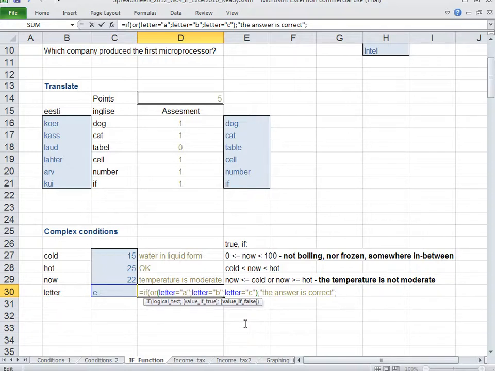And once again, let's remember, this is the first part of the if, it's the comparison. The second part of the if is what to do in case it's okay. And the third part of the if is what to do in case it isn't. And we say the answer is not correct.